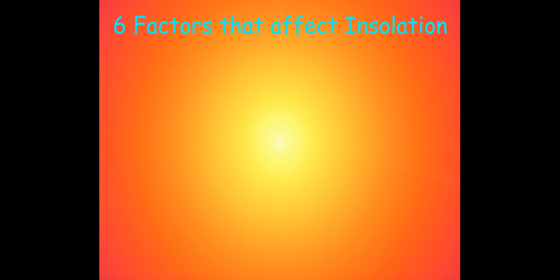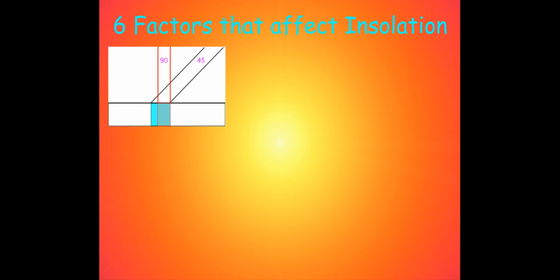So there's 6 factors that you need to know about that affect insolation. So the angle of insolation. The intensity of insolation increases as the insolation gets closer to 90 degrees. You can see here as the sun comes down at 90 degrees, it's very concentrated into one area. The intensity of insolation decreases with increasing latitude. And the angle of insolation varies throughout the day. When we have a 45-degree angle, look how much more the energy is spread out.